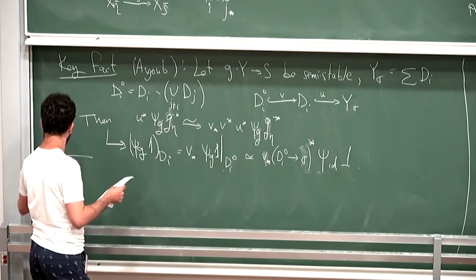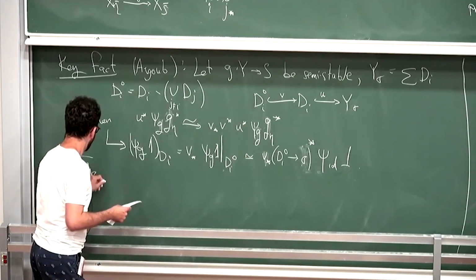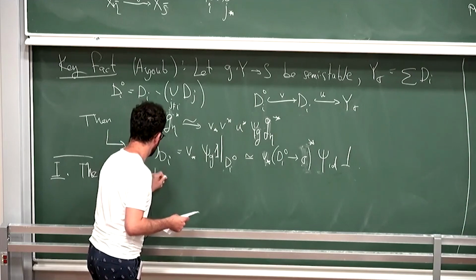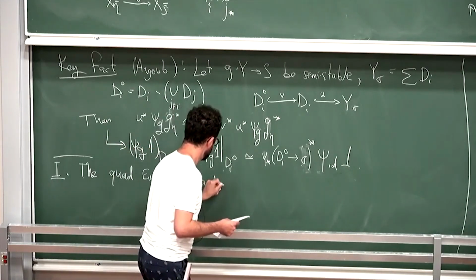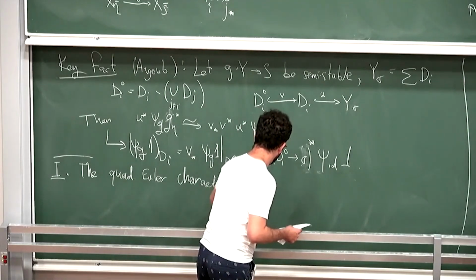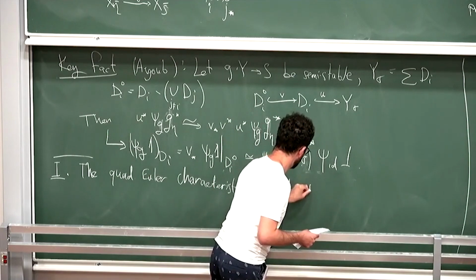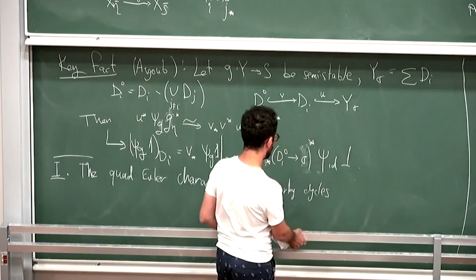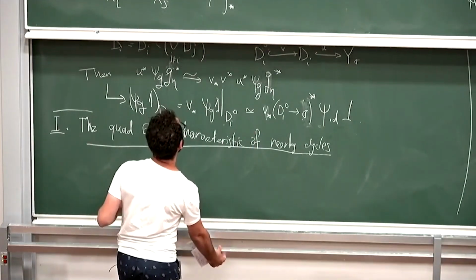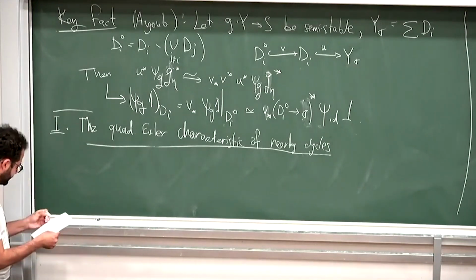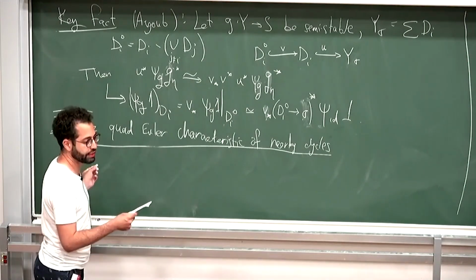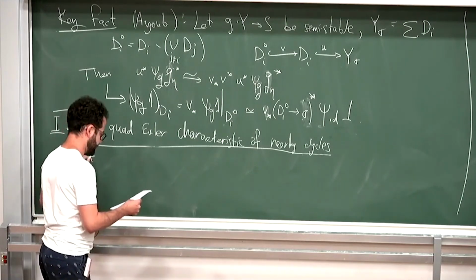So the first thing that I'll talk about is the quadratic Euler characteristic of the nearby cycles. The motivic Euler characteristic was also introduced today, so that's good.